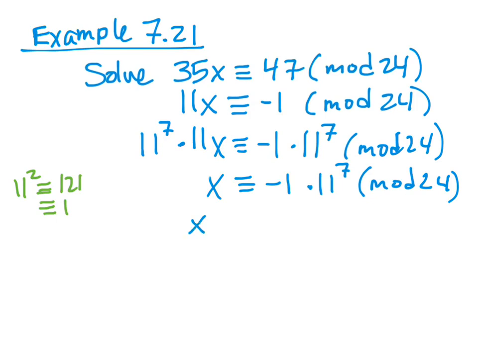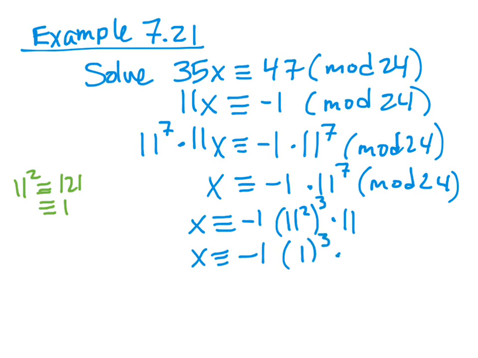Alright, so we'll go with that, and that means x is congruent to -1, and then 11 to the 7th is 11 squared cubed times 11, since 7 is 2 times 3 plus 1. And then we have -1, and 11 squared can be replaced with 1. Alright, and then we have x is congruent to -1 times 11, so that's -11. And then we just want typically the least residue, so if you add 24 to that, then x is congruent to 13 mod 24. And there's the solution.